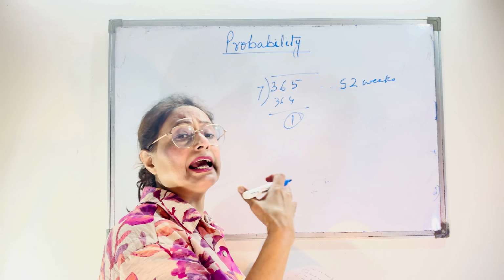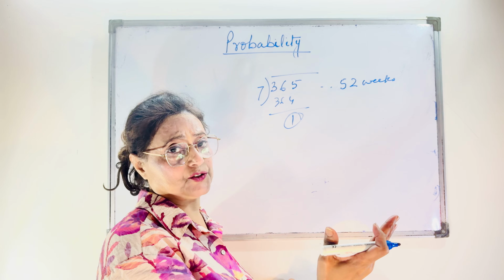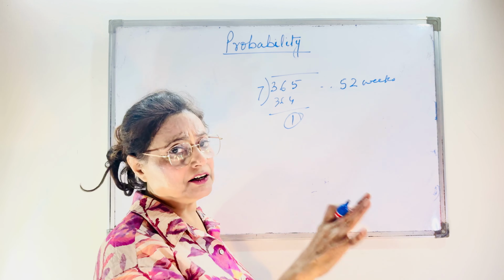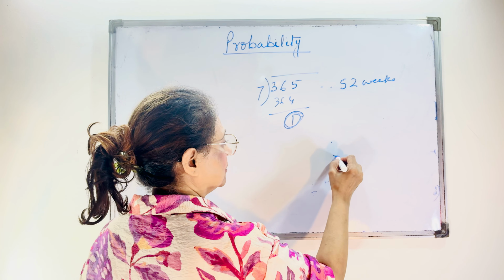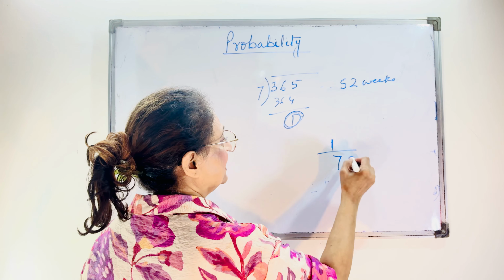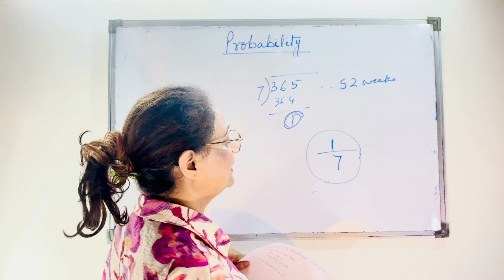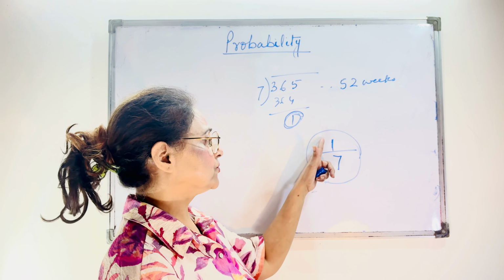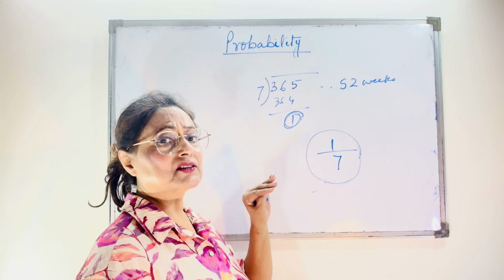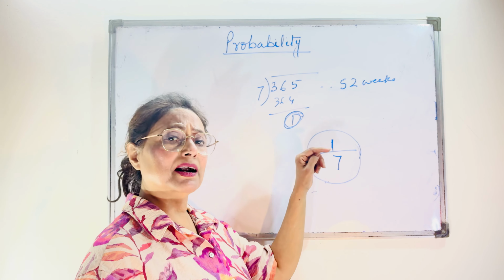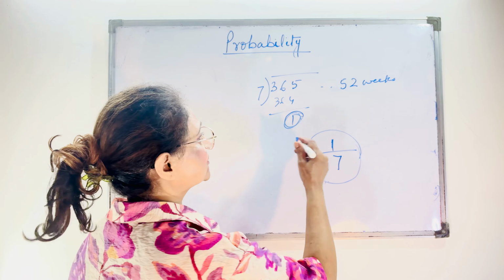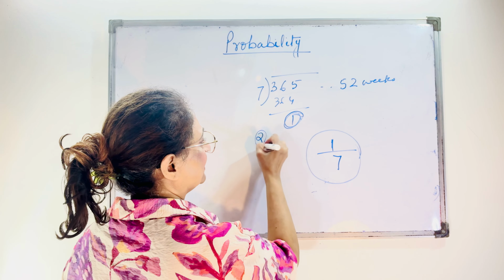That day can be any of the 7 days, right? It can be Monday, Tuesday, any of the 7. So only 1 day is left. Out of 7 days, there is only one Monday. So the chance of getting a Monday on that day is 1 by 7. Because 7 days are there, total cases are 7, only one Monday. So 1 by 7.